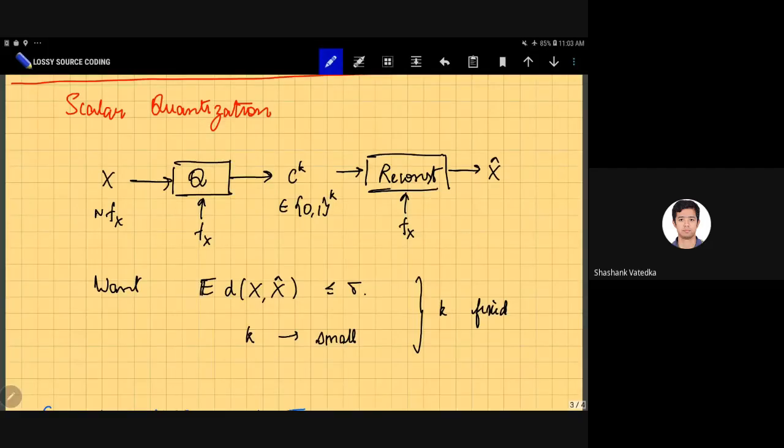So we were discussing lossy source coding since the last class.